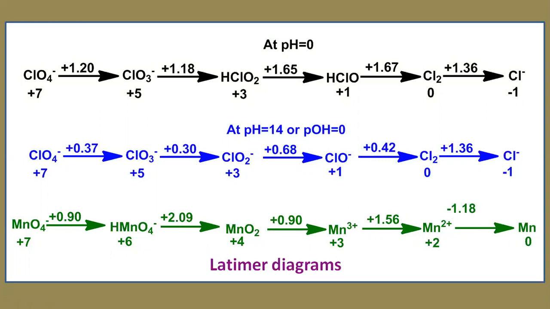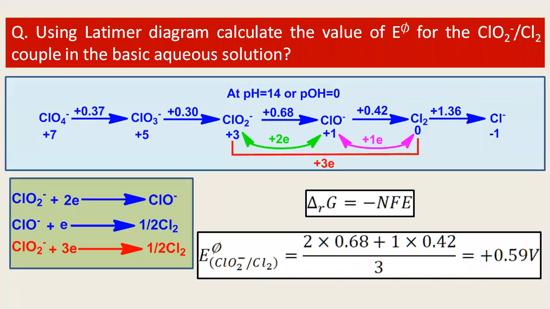Now let us solve the problem where I have to use the Latimer diagram. Using the Latimer diagram, calculate the value of reduction potential for this couple ClO minus Cl2 in the basic aqueous solution. It is very important since they are asking in the basic aqueous solution, and I know that there are two Latimer diagrams possible for chlorine. So I have to choose the correct one, and this is the correct one at pH 14 in the basic condition.